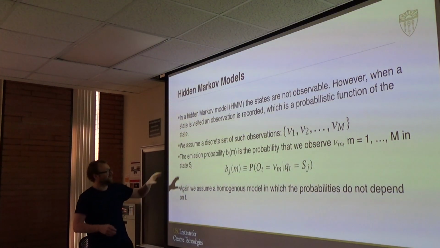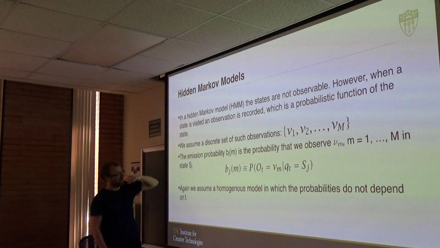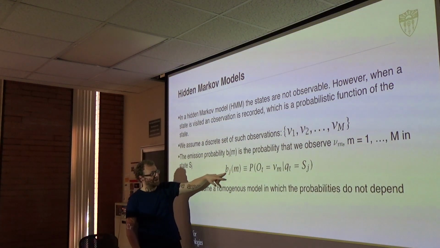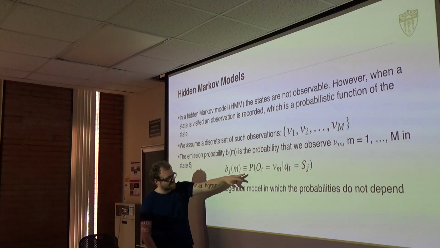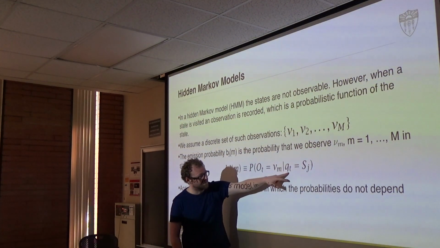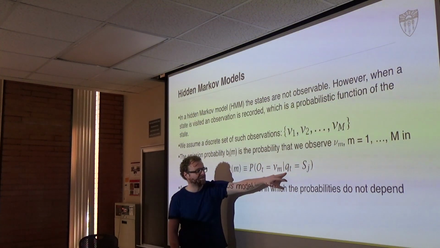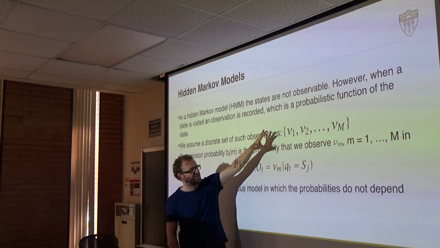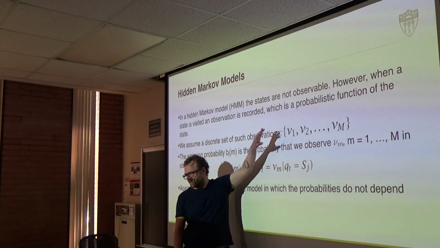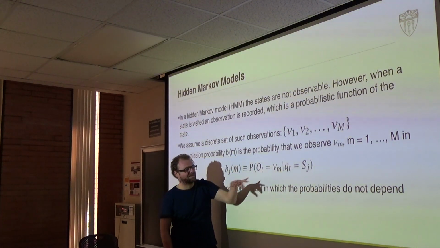Okay, so that's important. So we see these observations now, and we also define the emission probability, Bj of m, which is basically the probability, when I move into Sj, to observe the discrete observations. So here we have a discrete set of observations that could be red, green and blue in this state, okay?